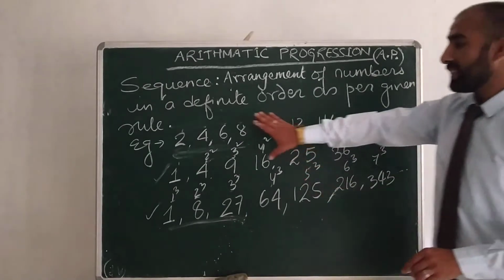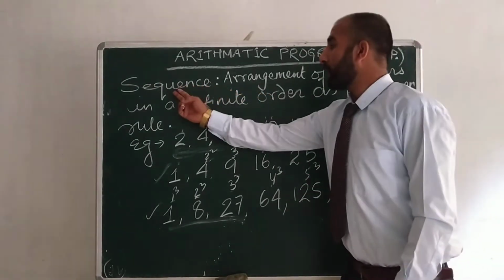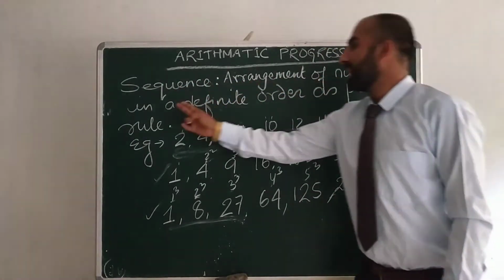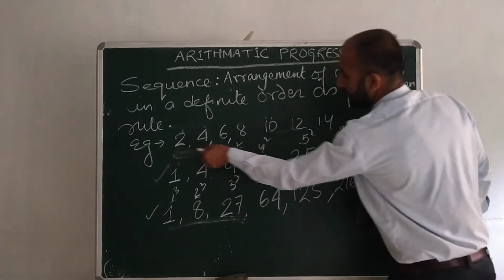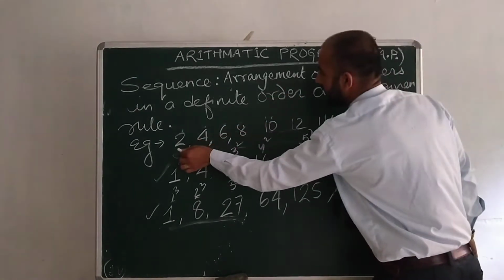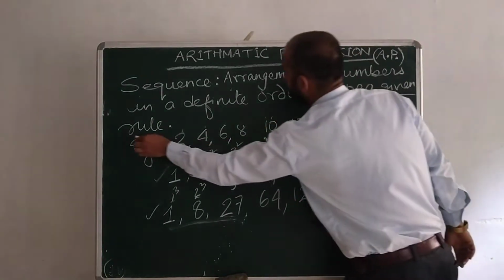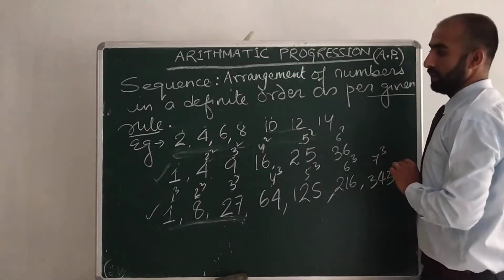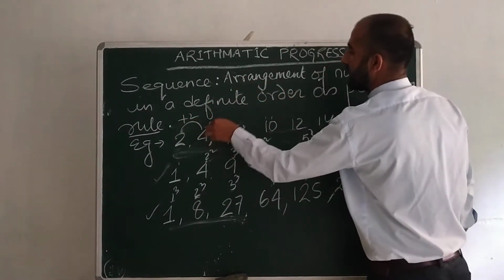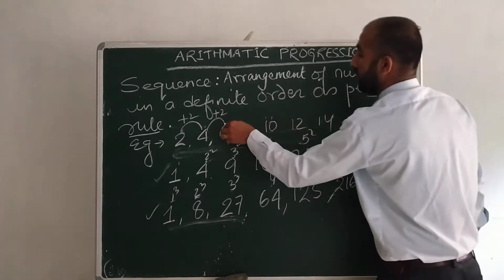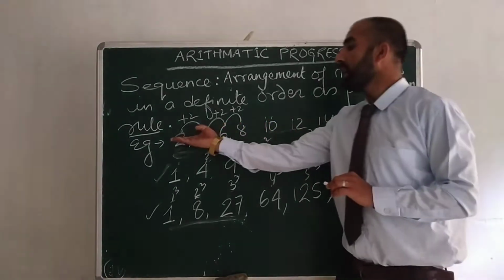So by these examples, let me define the sequence. What is a sequence? A sequence is an arrangement of numbers in a definite order as per a given rule. Here we have arranged numbers. It has a definite order. And it follows a given rule. What rule do we apply here? Here, the first number plus 2 will give you the second number. Similarly, the second number plus 2 will give you the third number. The third number plus 2 will give you the fourth number, and so on, isn't it? That means it follows a certain rule.